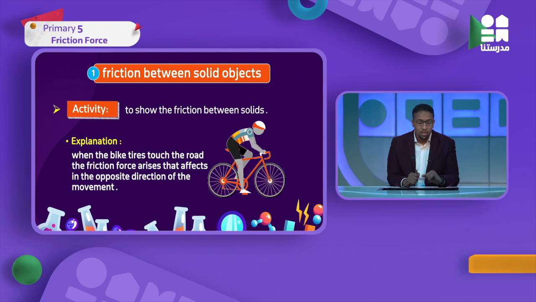So the explanation: when the bike tires touch the road, the friction force arises that acts in the opposite direction of the movement.